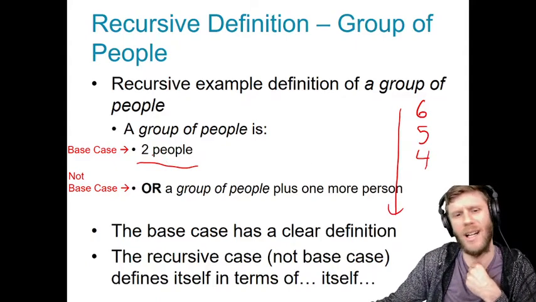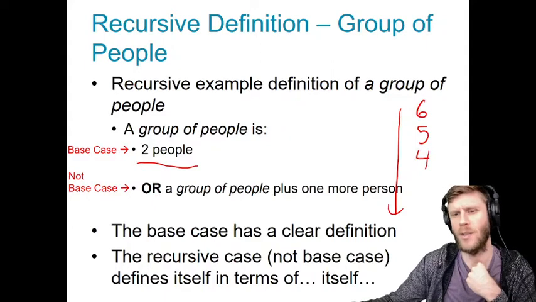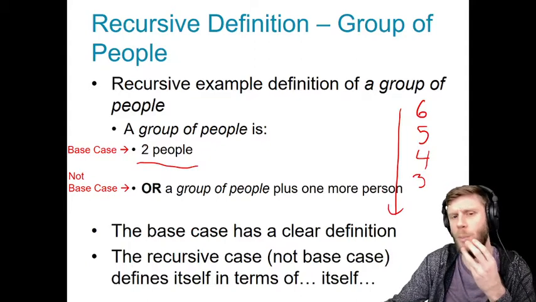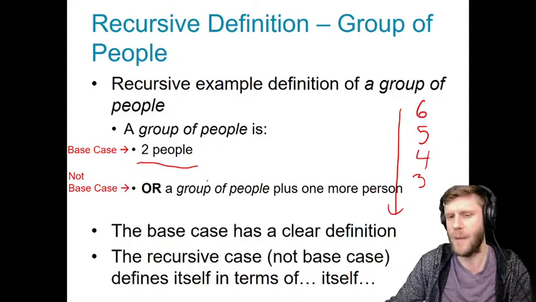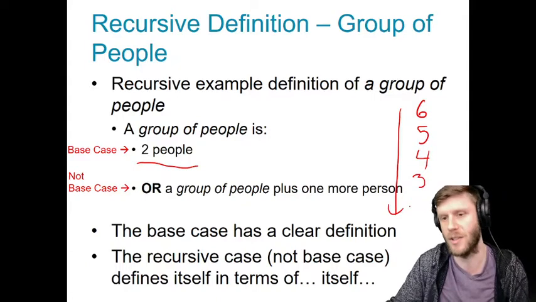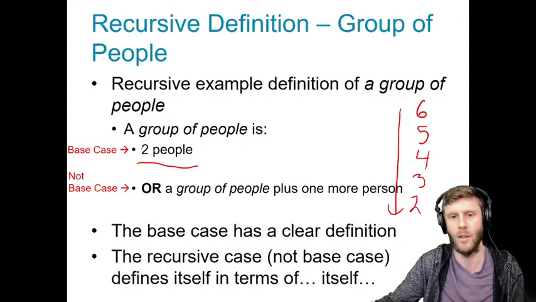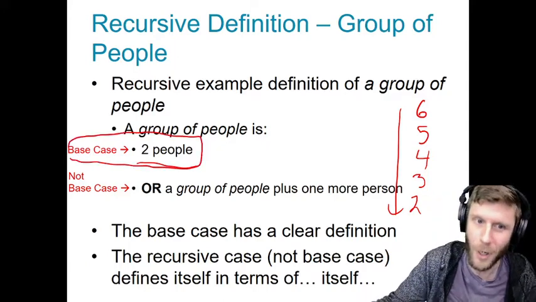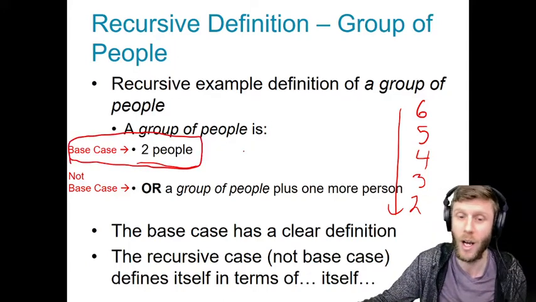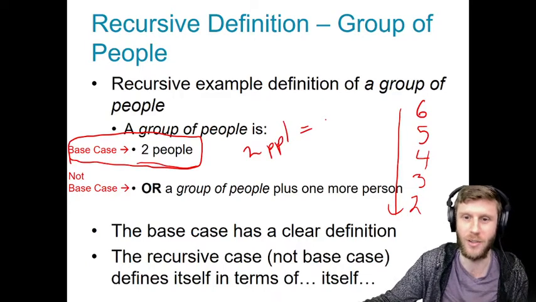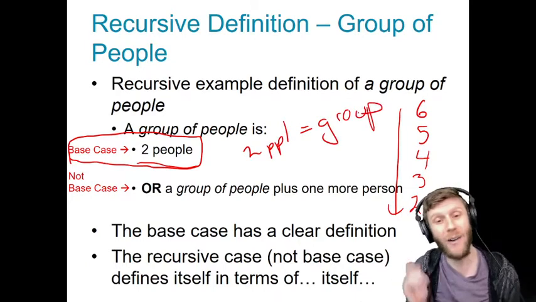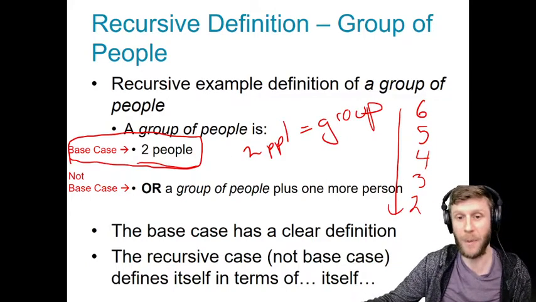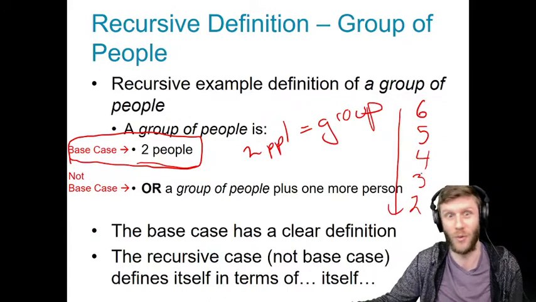So 4 people. Well, that's not 2 people, but is 4 people a group plus 1 more? Like maybe it's that case. So we'll go check out 3. Is 3 people 2 people? No. But maybe it's a group of people plus 1 more person. So that would be 2 plus 1. So we'll go down to 2. Is 2 people 2? Yes. Look, by definition, 2 people is a group of people. So we know 2 people is a group. So I now know if 2 people is a group of people, then a group of people plus 1 more person to make 3 people is also a group of people.